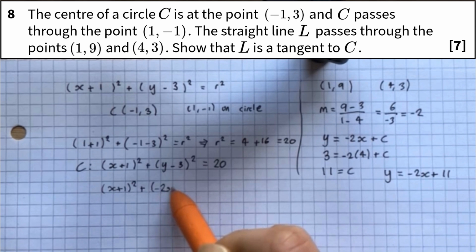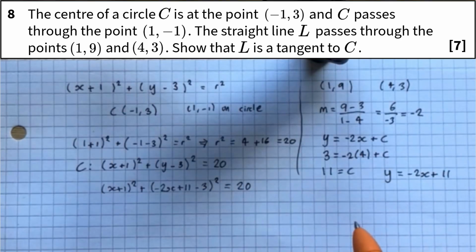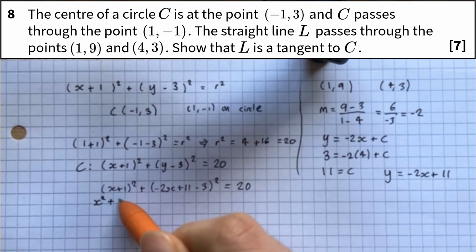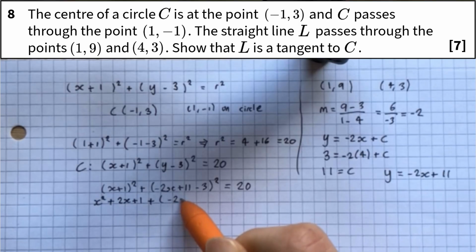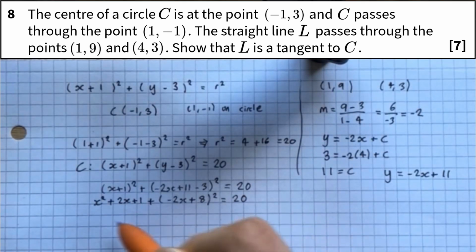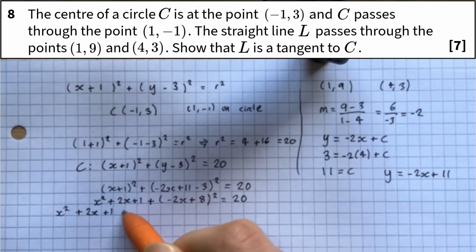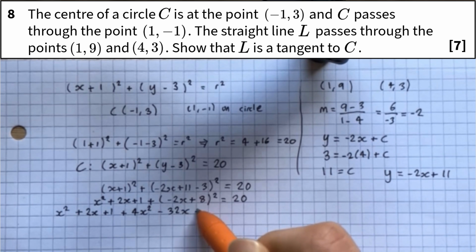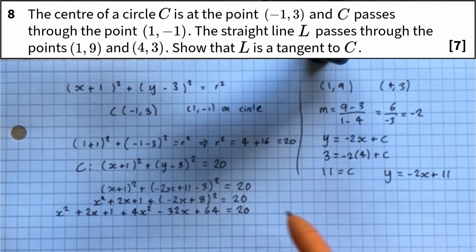So minus 2x plus 11 and then minus 3. Square it all, should be equal to 20. I'm going to simplify and expand all this. So x squared plus 2x plus 1. And then I'm going to simplify what's in this bracket, minus 2x plus 8. And then I'm going to square that second bracket. This should be okay, just make sure not to make any silly numerical errors.